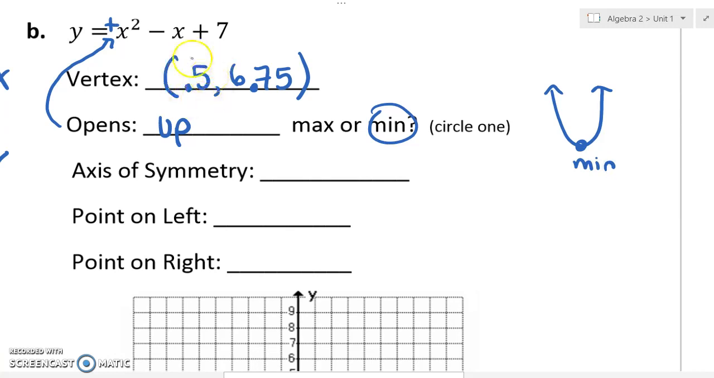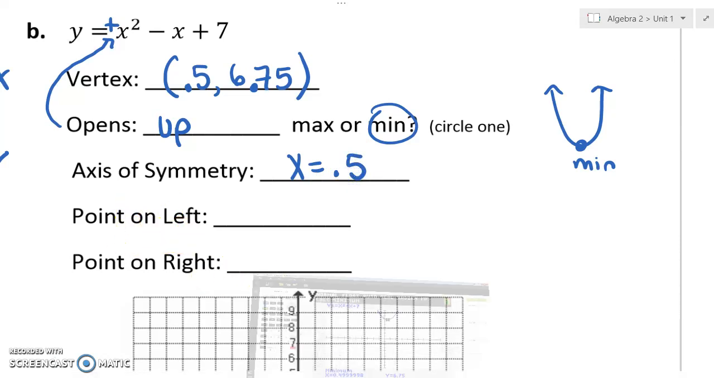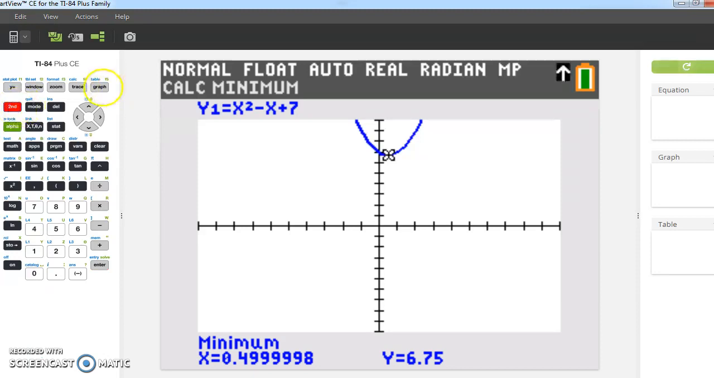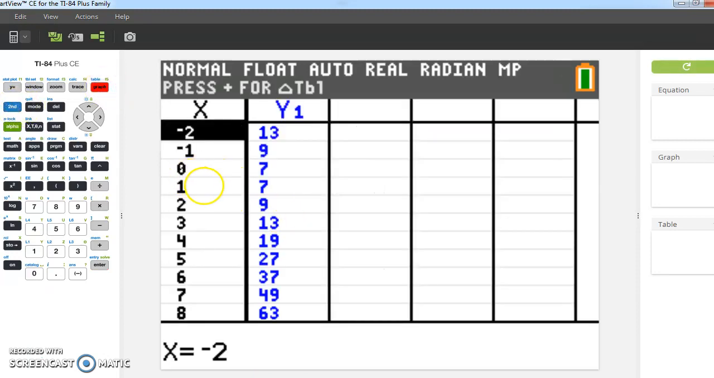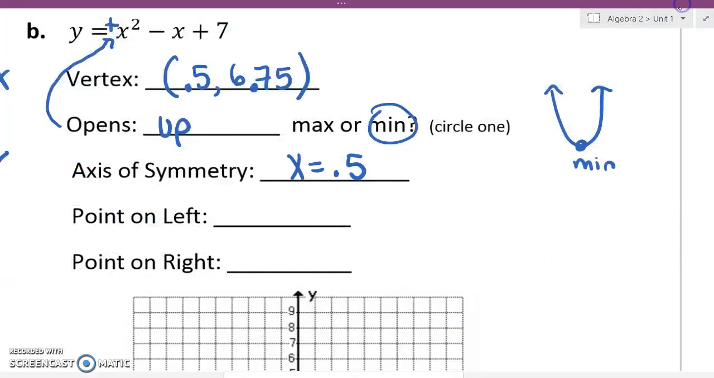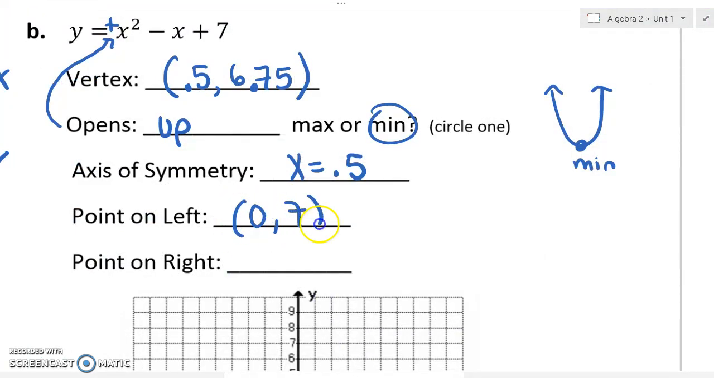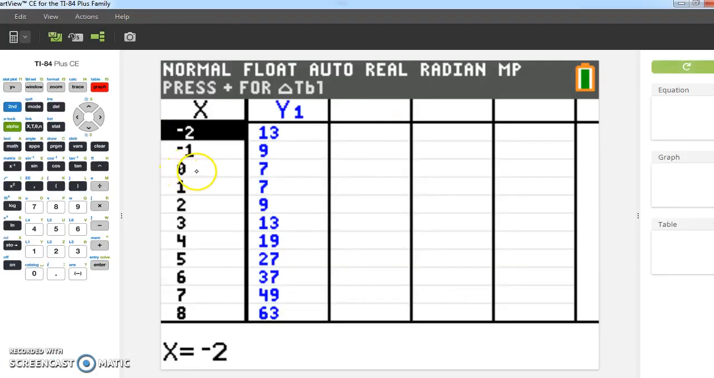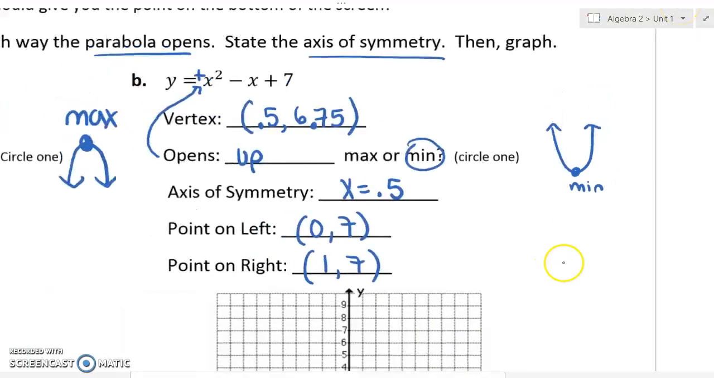The axis of symmetry is going to come from the x value, so x equals 0.5, and we need a point to the left and a point to the right. So we're going to go to our table. Go to second graph for the table. Now, the vertex is between 0 and 1, so I'm going to grab the left point, which is 0, 7, and the right point was 1, 7. So that would be to the right of the vertex. And you'll see it when we graph it in just a second.